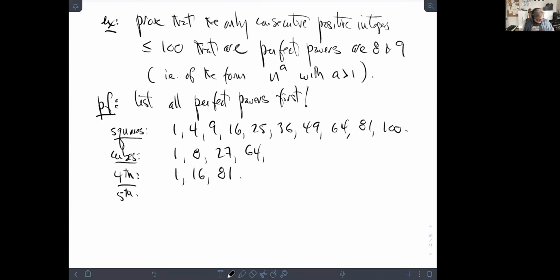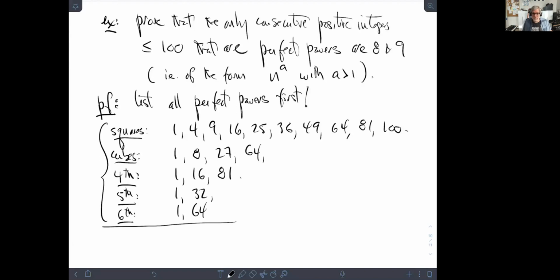Fifth powers, this will have to stop because things will get too big. So fifth powers, 1 power 5, 2 power 5, 3 power 5 is too big. Sixth powers, 1 power 6, 2 power 6. That's it. These are all the powers between 1 and 100. The rest, everything else, is too big.